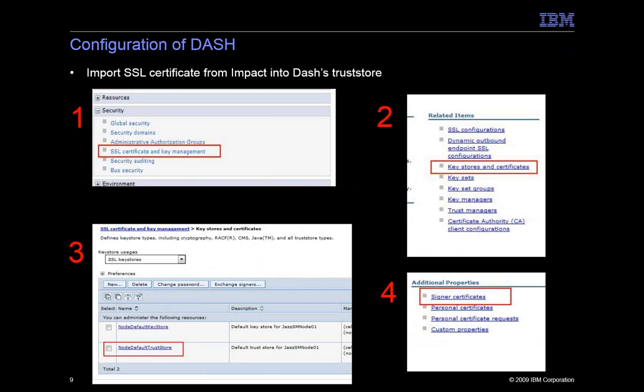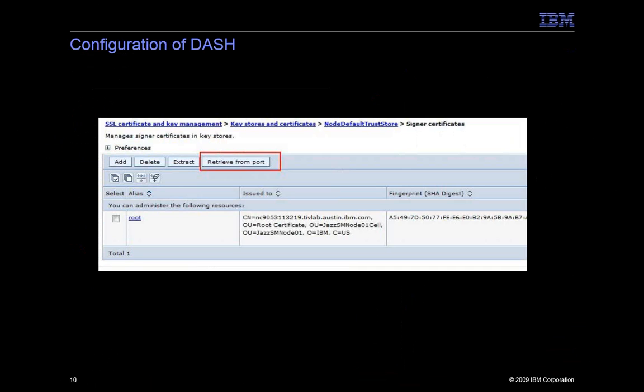I know this is a lot and could be confusing, and that's why I put it in this way so you know exactly where to go. So once you click on signer certificates, it will open a new window. In this new window, I'm going to show you what certificates you have. You should only have one unless you have other things that require a certificate, but by default you will only have root. Now you're going to do retrieve from port. Okay, that's the option you're going to choose.